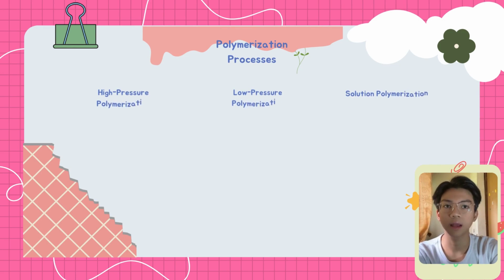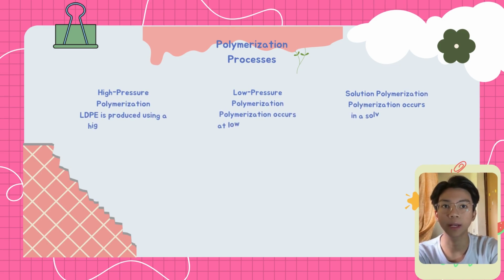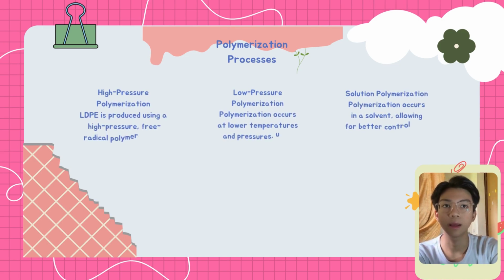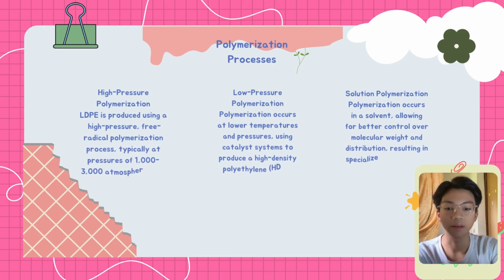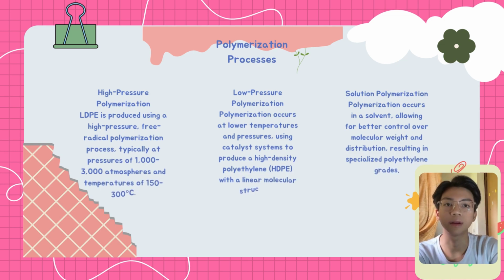Okay, for the last slide, I will share how polyethylene is made or processed. Polyethylene is made by a polymerization process. It has three types: high pressure polymerization, low pressure polymerization, and solution polymerization.